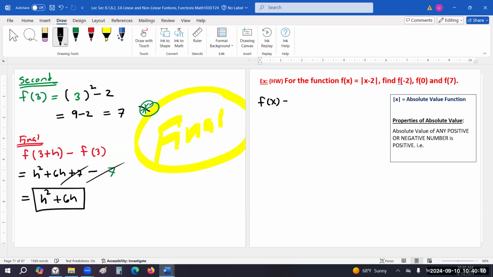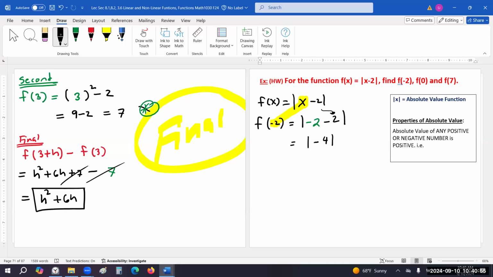So f of x is absolute value of x minus 2. It says find f of negative 2. So you're going to substitute x with negative 2. And then we have an extra negative 2 here. What is negative 2 minus 2? Negative 4. So we have a negative 4 inside the absolute value.